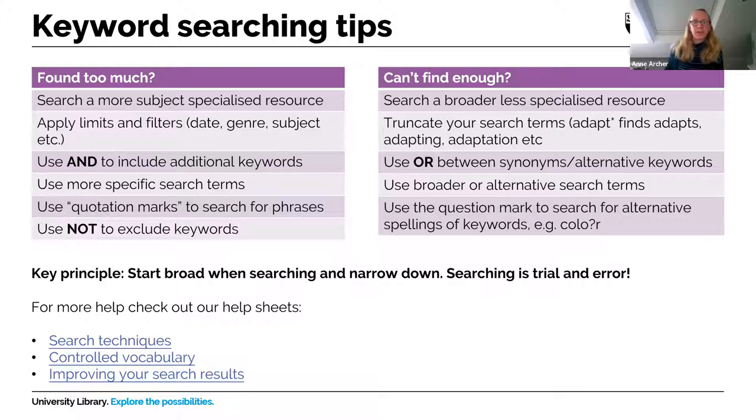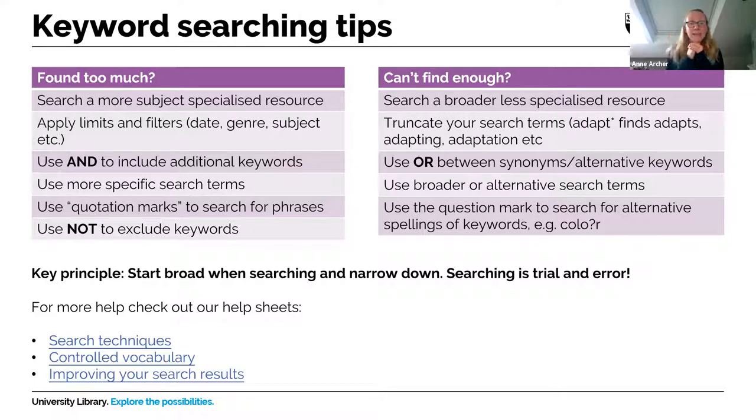So, searching tips. If you found too much, and sometimes you can be overwhelmed with results, maybe think about whether you need to focus down, and not just do a generic database search but use a more specialized subject database. Think about those limits and filters that you planned at the start. You can see Martyn demonstrating that in library search. Put a date on it. Do you need to refine your date in there? Is it a type of information you need to alter?